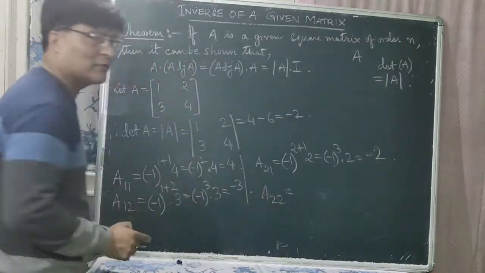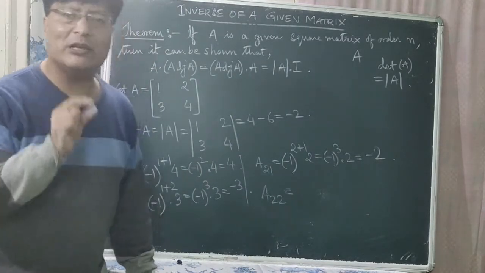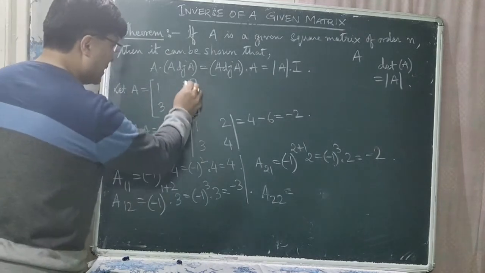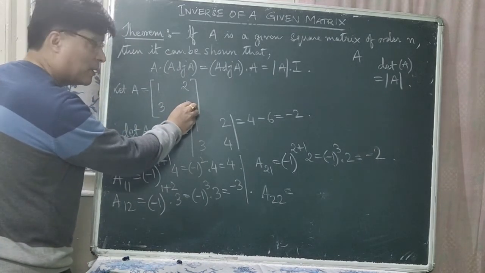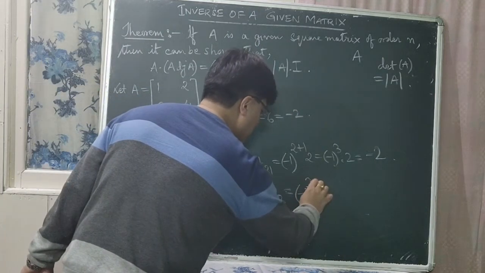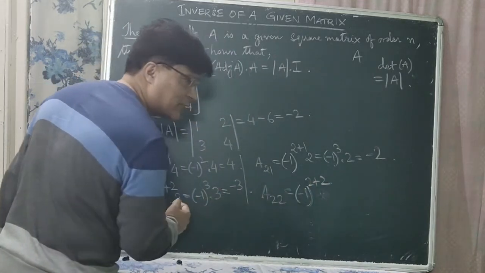Similarly, how can you get the cofactor of small a22? Capital A22 means cofactor of small a22. Small a22 means the element belonging to the second row and the second column. That means 4. So you have to consider the sign also, that is minus 1 whole to the power 2 plus 2. You know that, 2 plus 2. This is written here.